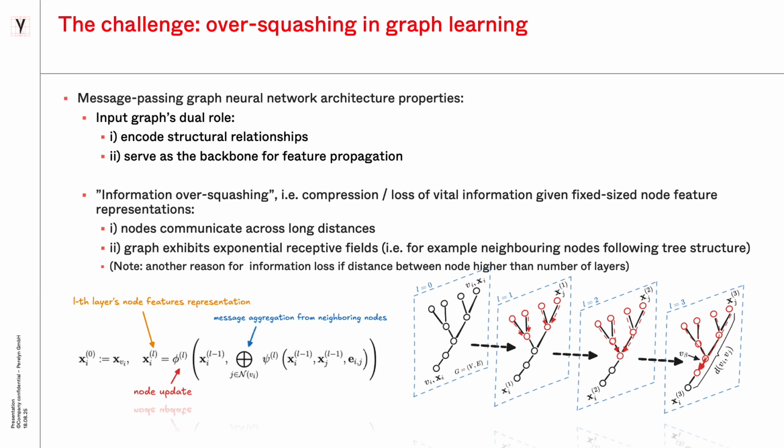And just as a side note, another reason for that information loss in these message passing graph neural networks can also be if the distance between the nodes where you want to exchange information is higher than the number of layers. So for example, here in this xi to xj, in that simplified example, we would have a distance of 4, whereas we already stopped at layer 3 in propagating, and then never really reached the final node.